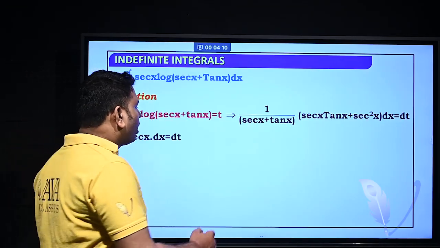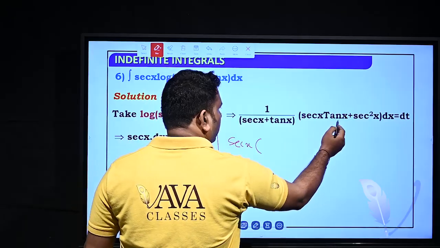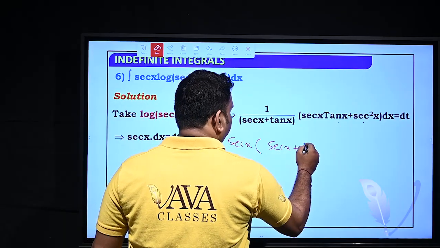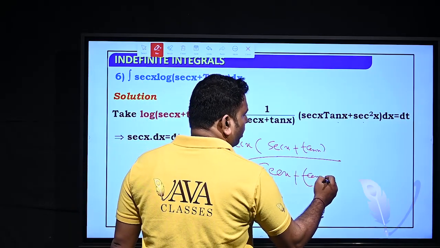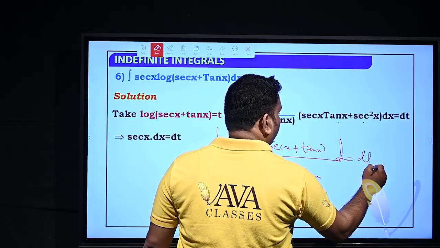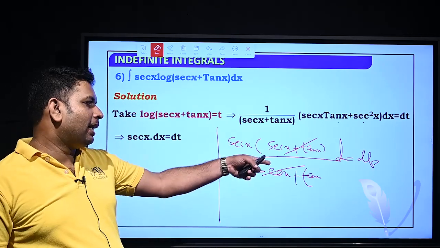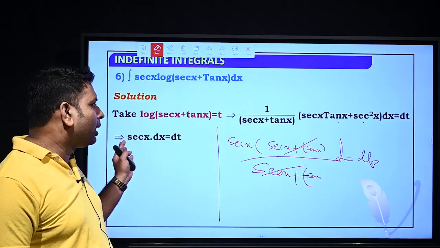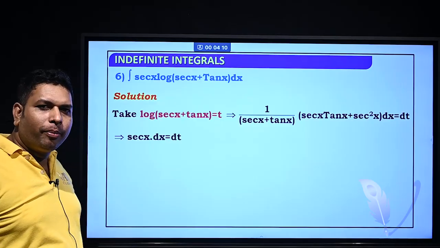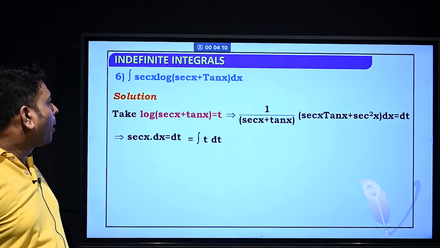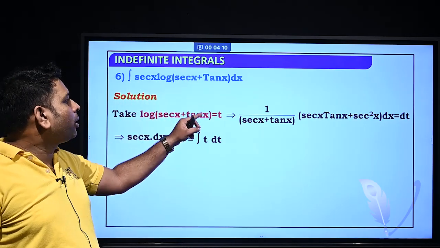So if you take from here, take sec x common. So this is sec x into (tan x plus sec x) by (sec x plus tan x) dx equal to dt. So these two cancel. So sec x dx equal to dt. That implies sec x dx equal to dt. So sec x dx is dt, and log of (sec x plus tan x) is t.